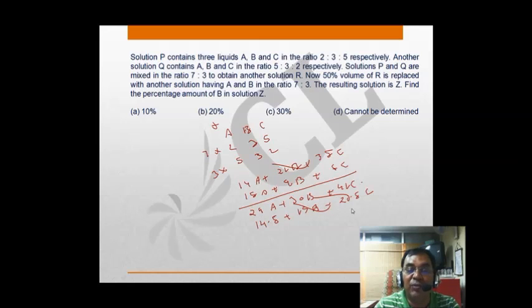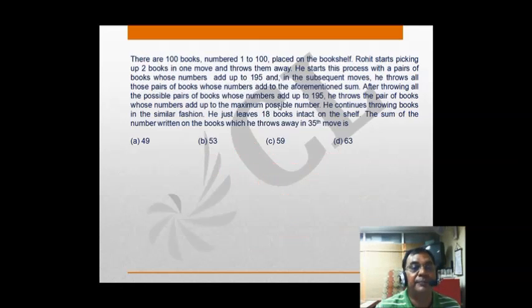Now this will be total 50. So 7:3, that means 35A plus 15B. Okay, what is the solution? Because B total comes to 30B, that means it is 30%. So this was a simple question which should always have been done.